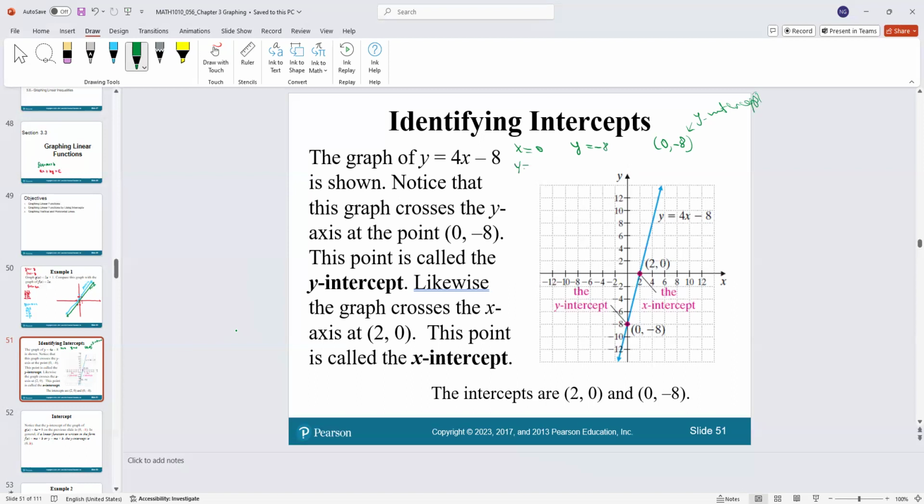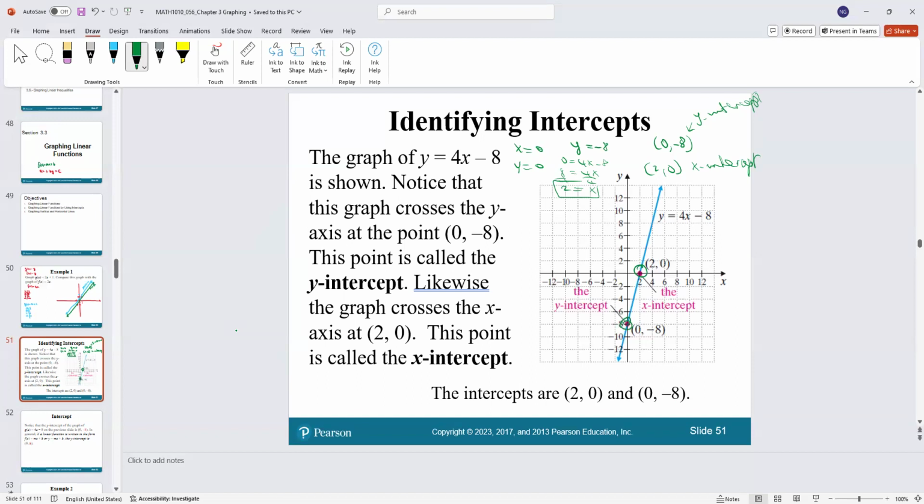But if y is 0, remember you're going to have 0 equal 4x minus 8. So you're going to have 8 equal 4x, divided by 4 on both sides. So x would be equal to 2. Now you have another point, 2, 0. That's the x-intercept. Okay, so this right here is the x-intercept, and the y-intercept would be negative 8.